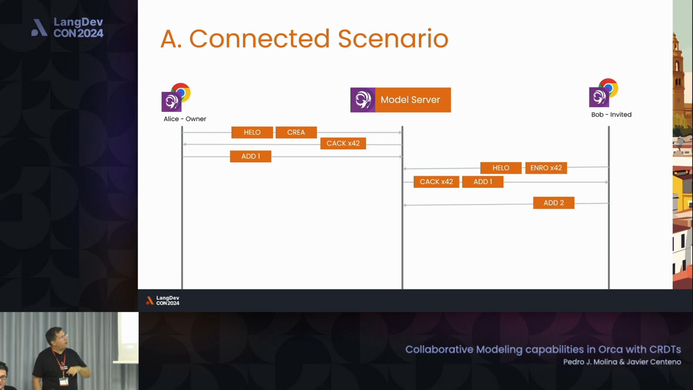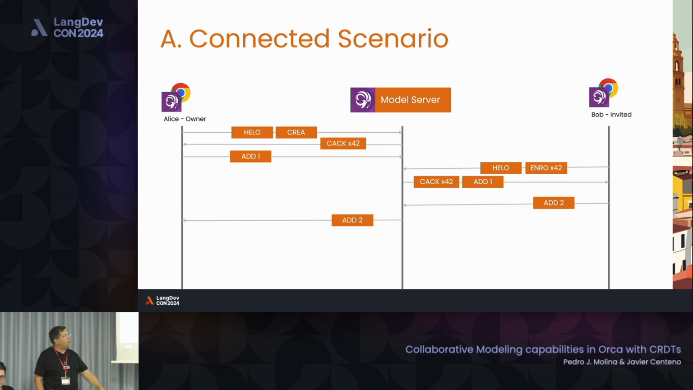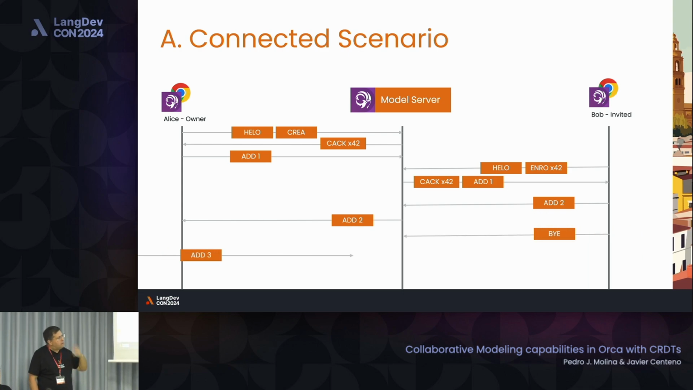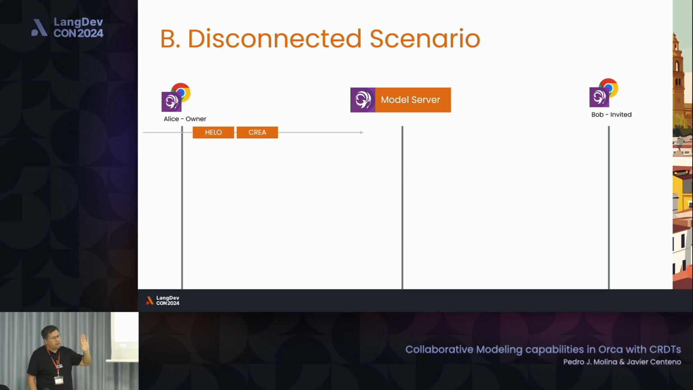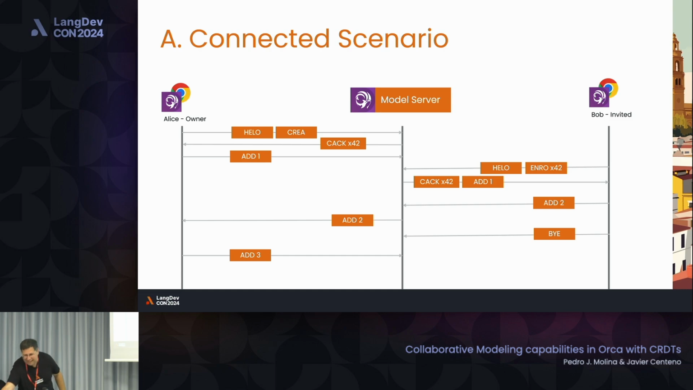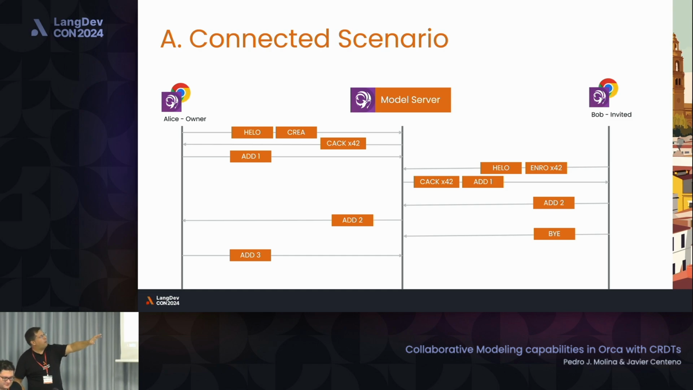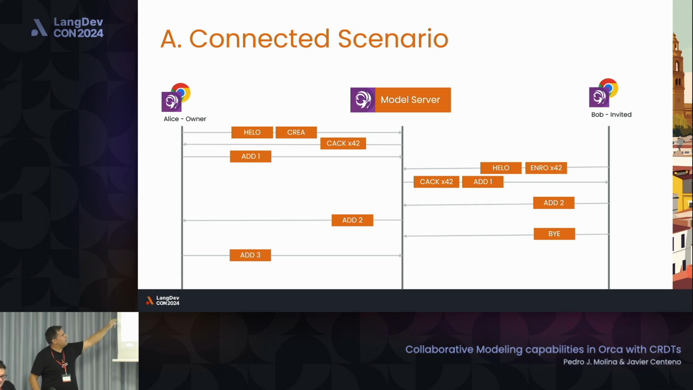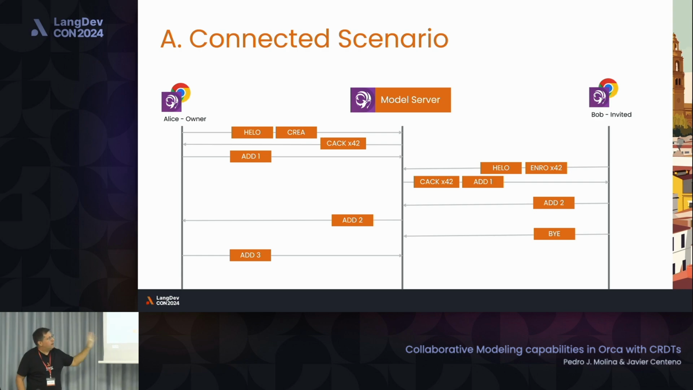Keep going. Now Bob participates, adds something, and we propagate. Okay, keep going. Bob disconnected. Only one click at a time, please. One click per time. Now, Bob disconnected. Alice, keep adding things, and we can keep going.